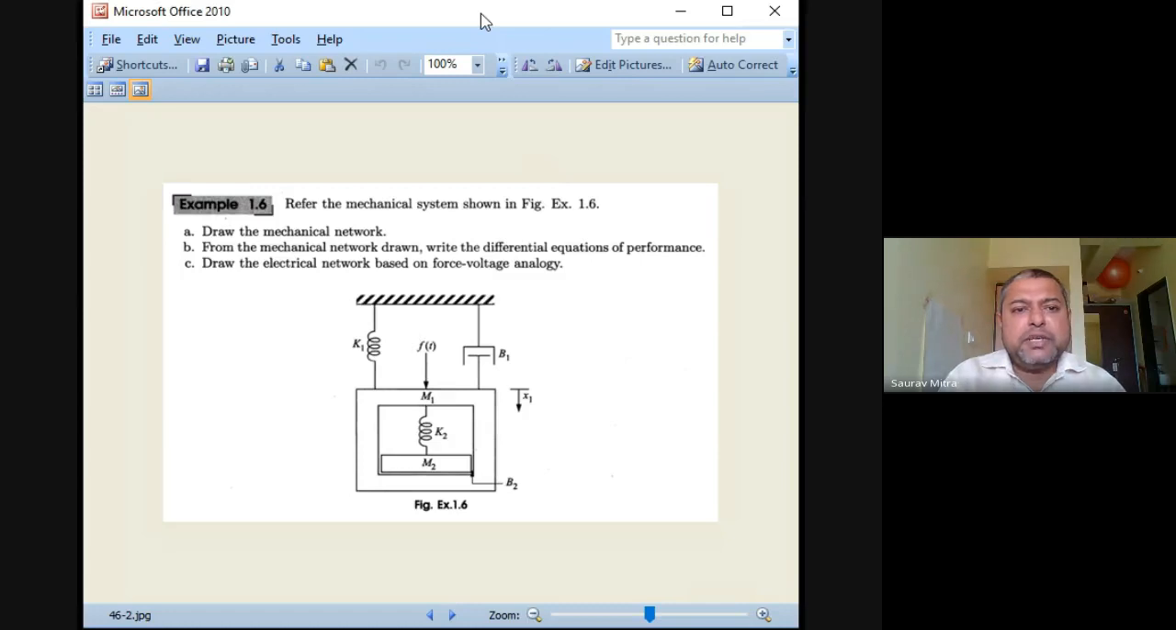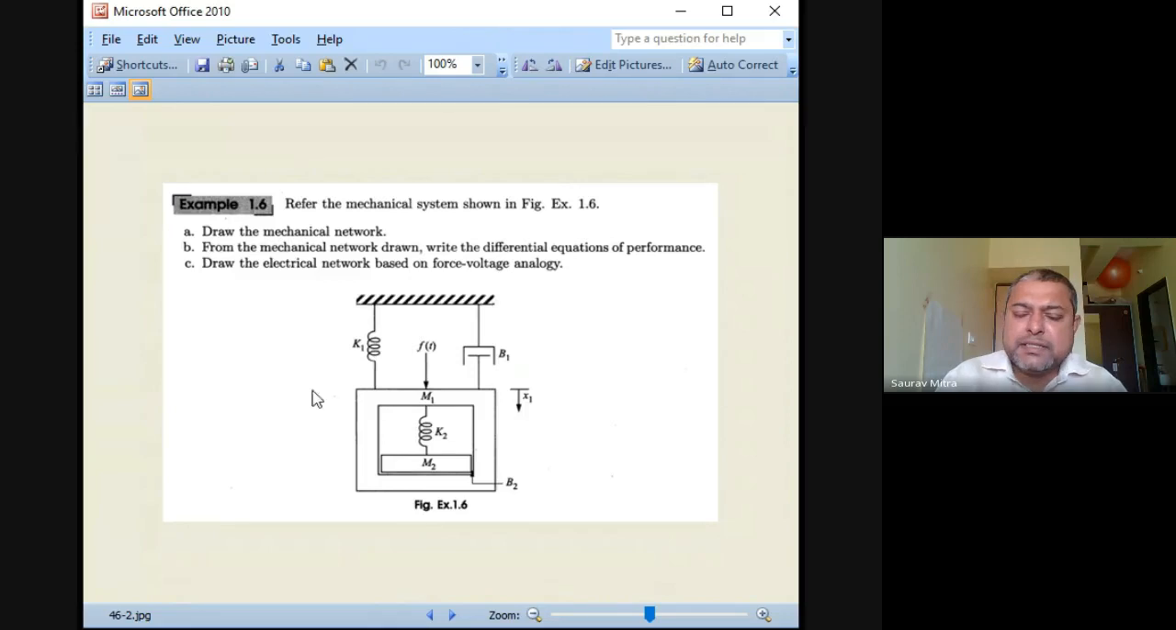What you're finding here today is a system, which is given here. We are going to solve this numerical. It's a big numerical, but it is not difficult; only the solution looks big. So here it's a mechanical system. The question is we are supposed to find out the FV analogy of this big mechanical system.